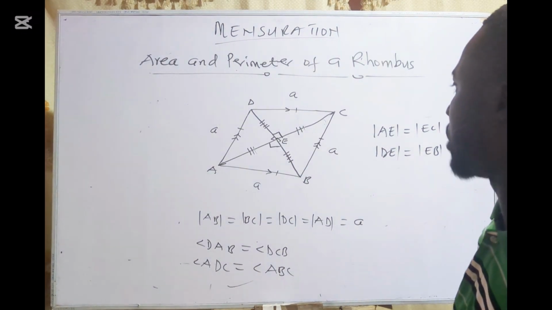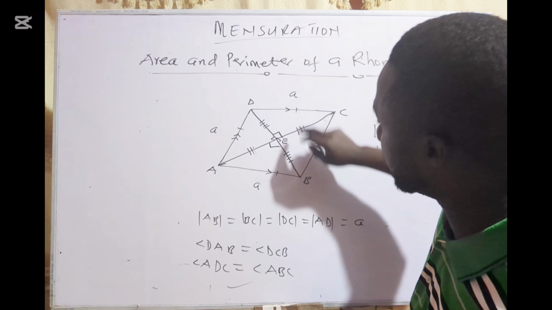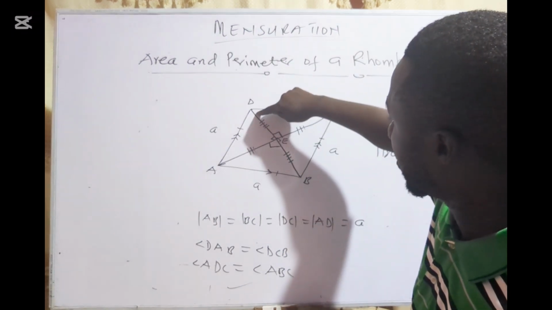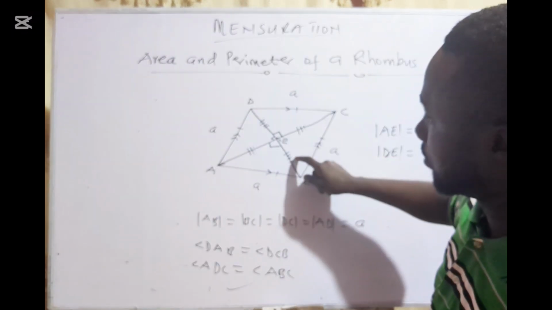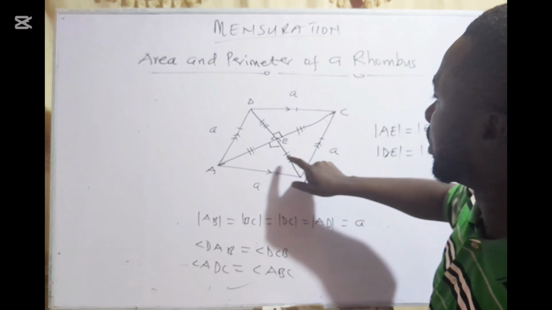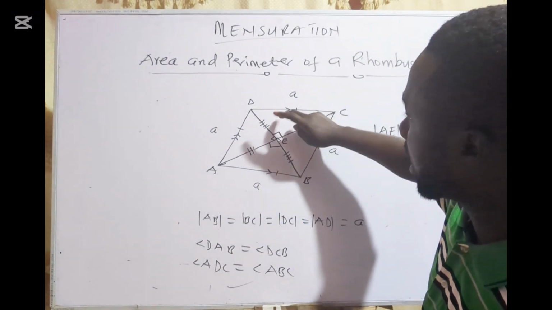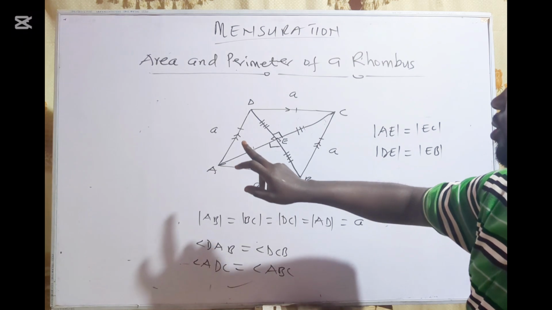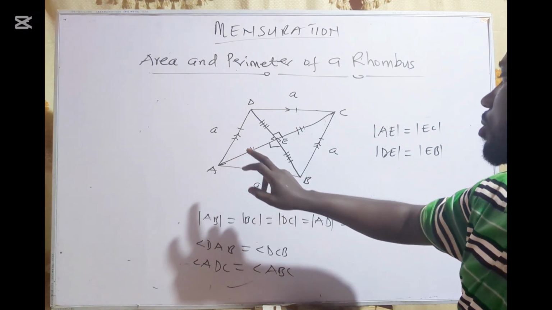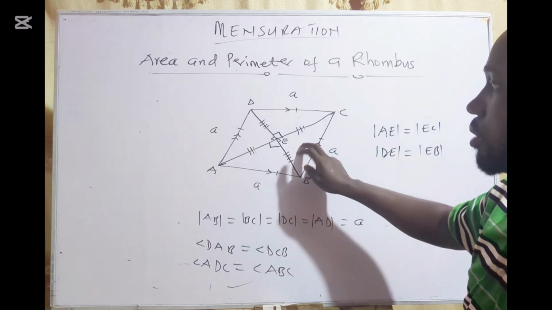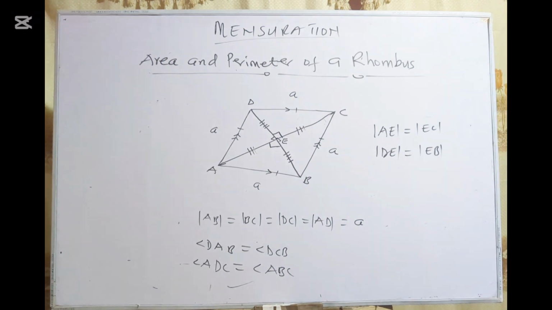When that happens, this triangle becomes similar to this one, because this side you can also find here, and this particular side you can also find here. So this triangle becomes similar to this triangle, and to this triangle, and to this triangle. That is one thing we should note about a rhombus.